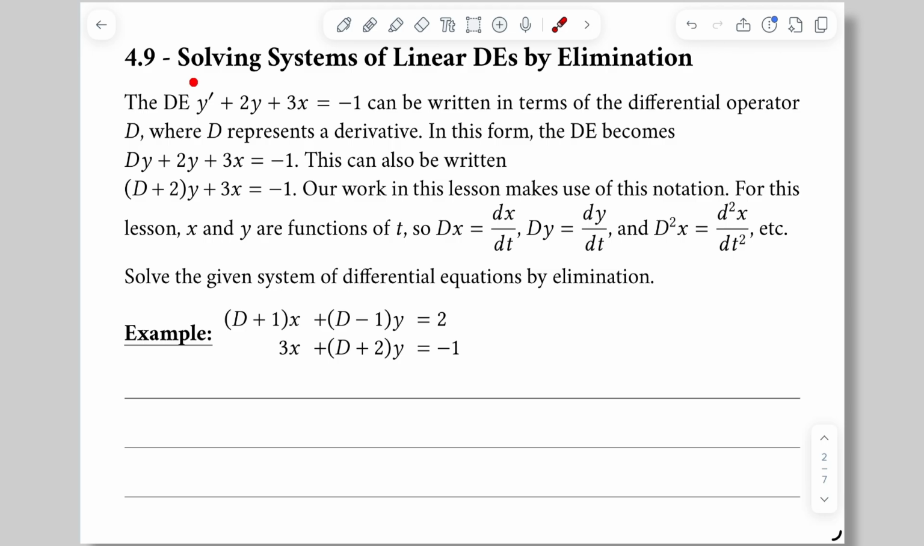We are getting into solving systems of linear differential equations by elimination. It's important to note that for this lesson, x and y, when they appear in equations, and z, when it shows up, are all unknown functions of the independent variable t. So when we see derivatives, they are dx/dt, dy/dt. They're with respect to t.